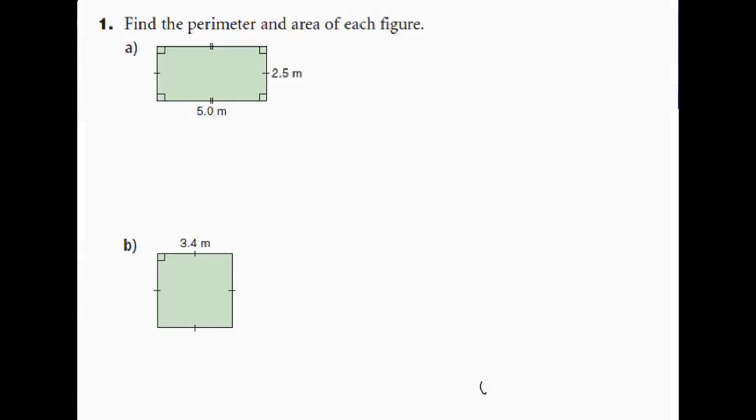Mr. Hammer here again. We're doing the mid-unit review. I'm going to take up a few simple questions here. Let's look at number 1 from the mid-unit review. Find perimeter and area of each figure.